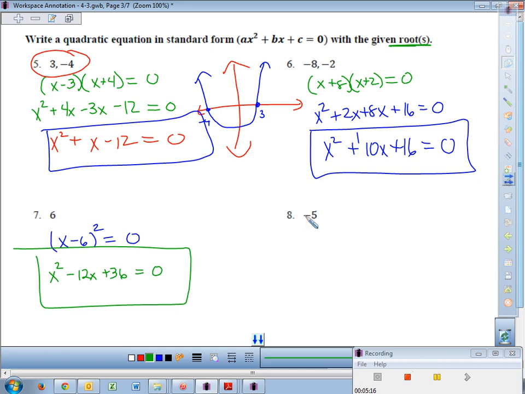Hey, one answer on number 8, correct? What's it going to look like before I even get started? It looks like a binomial squared. Set it up for me. Will it be x minus 5 or x plus 5 in the parentheses? The opposite game. Quantity squared equals 0. Then expand it out with the shortcut.